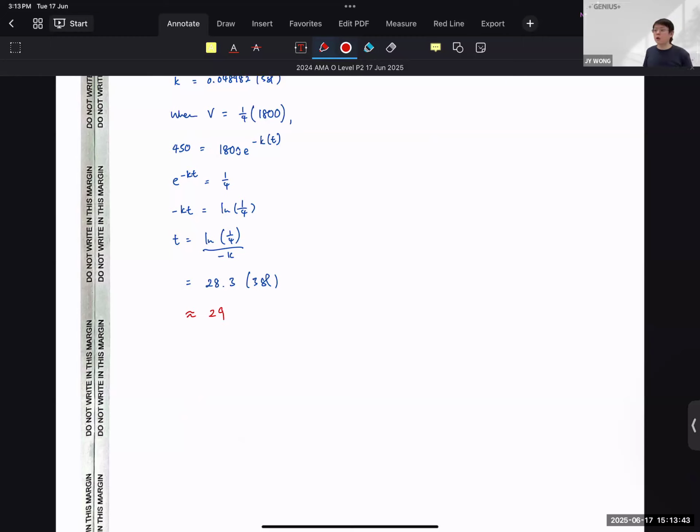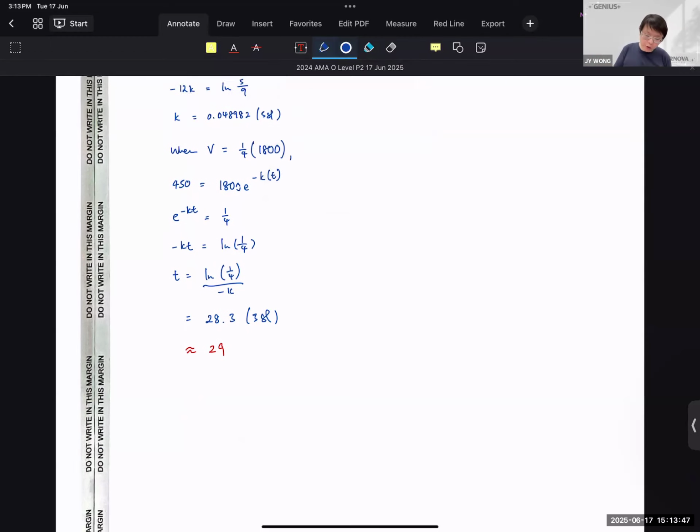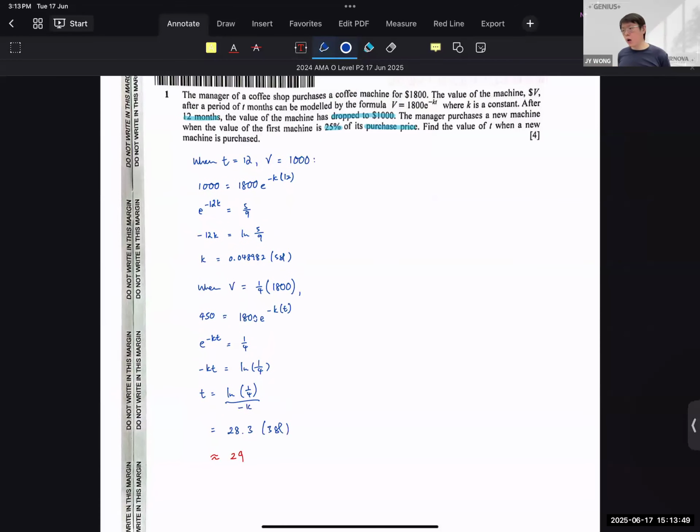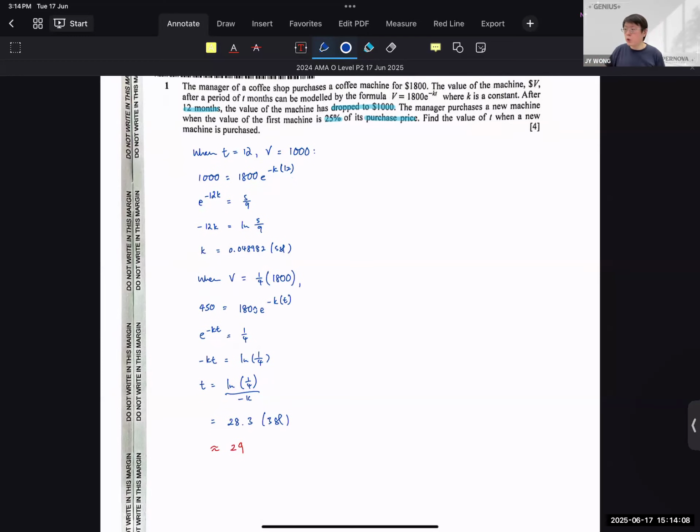But I'm very sure that Cambridge will accept 28.3. Sometimes your exam questions will ask you to leave your answer correct to the nearest month. If they don't, I don't think 28.3 is wrong. I think 28.3 is fine, but I would personally round it to 29.